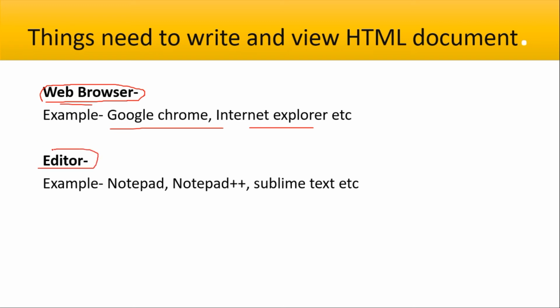Now the second thing we have is an editor. In web programming, an editor is an application which is used to write our code. It is an application where we will be writing our HTML programs. We can use any text editor like Notepad, Notepad++, Sublime Text, etc. You can use Notepad, which is pre-installed in your computer system, or else Notepad++ or so on.